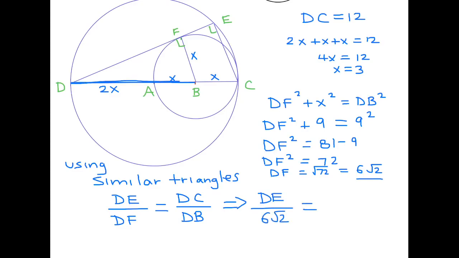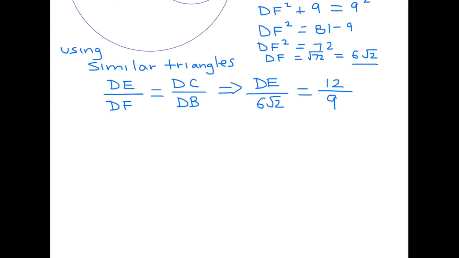DC is all the way here. So DC we know is 2x plus x plus x, so that's 4x. X is equal to 3, so that means DC is 12. And DB is from here to here, which is 3x, which therefore is 9. So solve for DE, we'll get DE is equal to 12 times 6 root 2 all over 9.